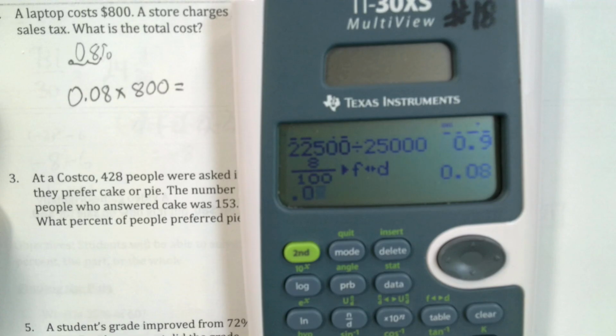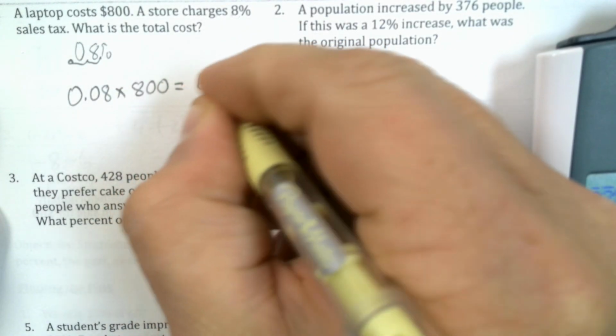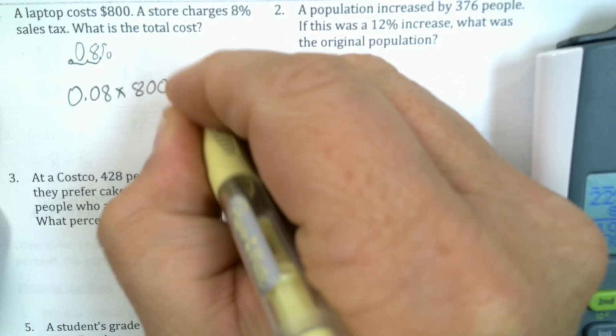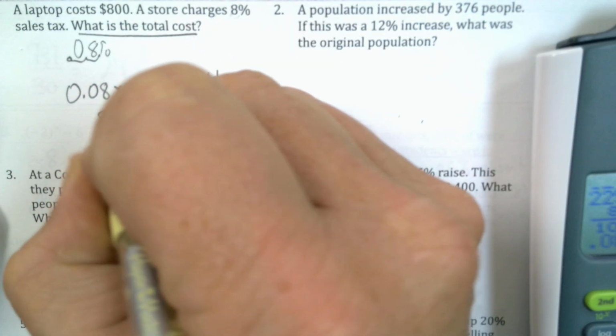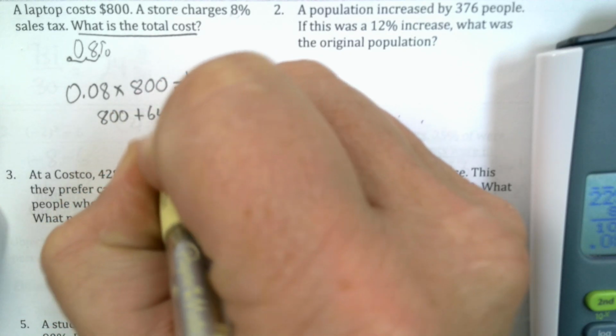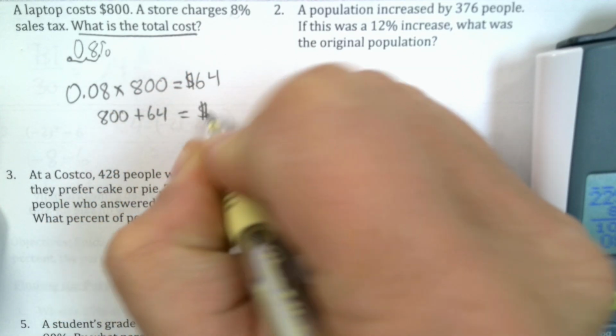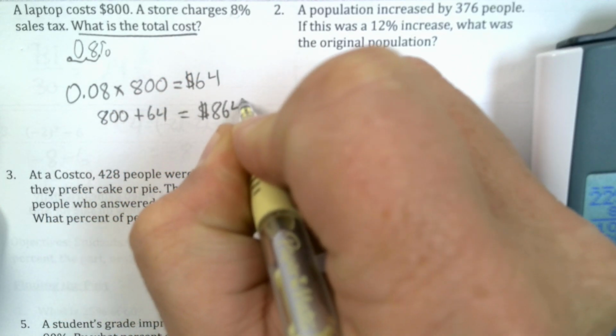Let's check. 0.08 times 800. It is $64. That is the tax. But they want what is the total cost. So I'm going to have to do the 800 plus the 64 to get the total cost. $864.